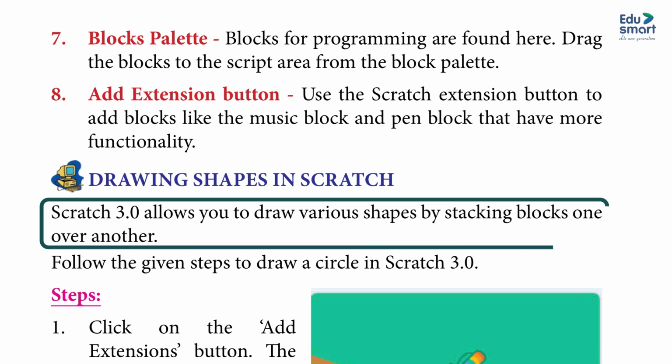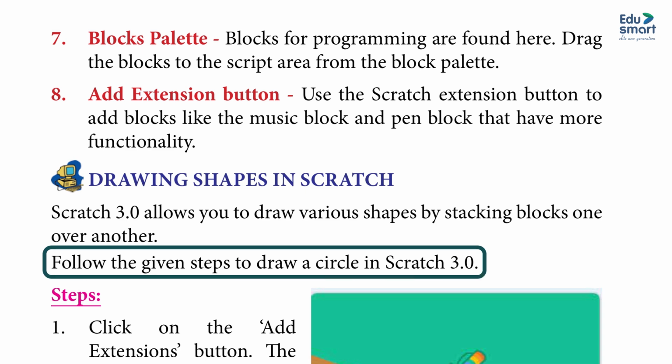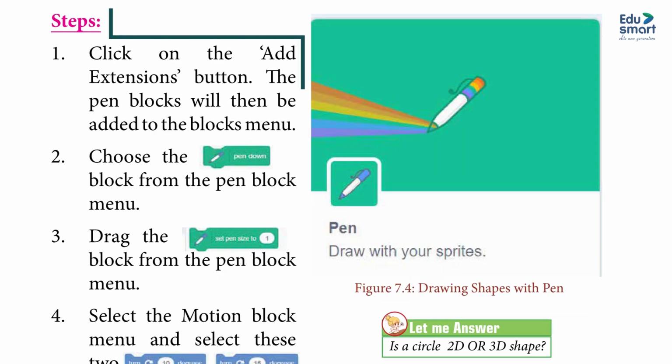Scratch 3.0 allows you to draw various shapes by stacking blocks one over another. Follow the given steps to draw a cycle in Scratch 3.0. Steps: 1. Click on the Add Extensions button. The pen blocks will then be added to the block menu.